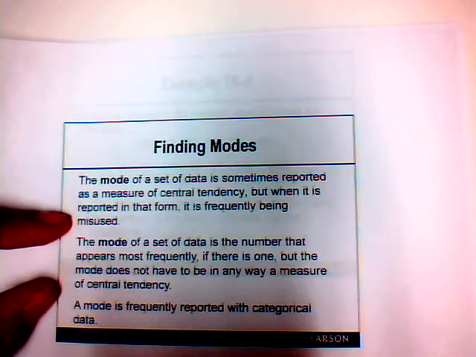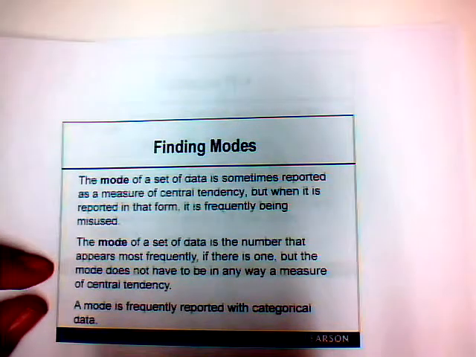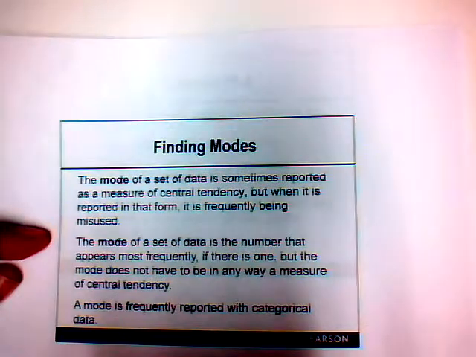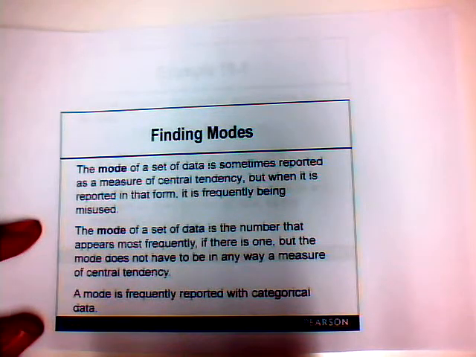Now, the mode of a set of data is going to be the number that appears most frequently, if there is one. But the mode does not have to be in any way a measure of central tendency. Now, the mode is usually reported when you're dealing with categorical data.